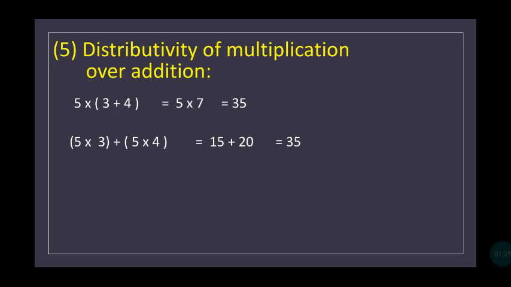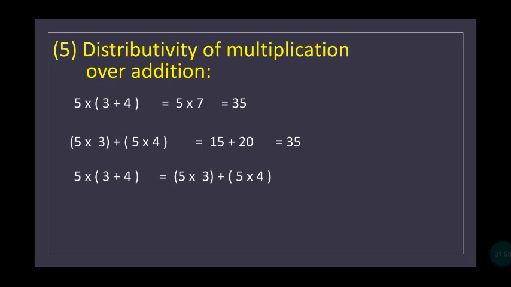So this is the distributivity of multiplication over addition. Multiplication comes first, so it is multiplication over addition, right? So that's why we can say that 5 multiplied by (3 plus 4) is equal to 5 multiplied by 3 plus 5 multiplied by 4. So this is the distributivity of multiplication over addition.